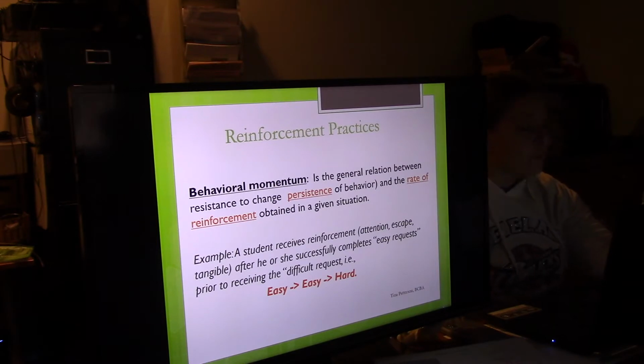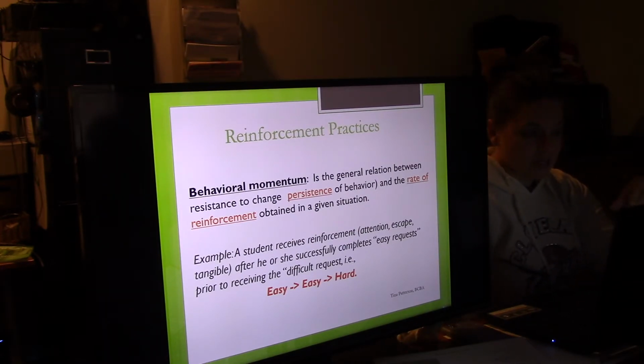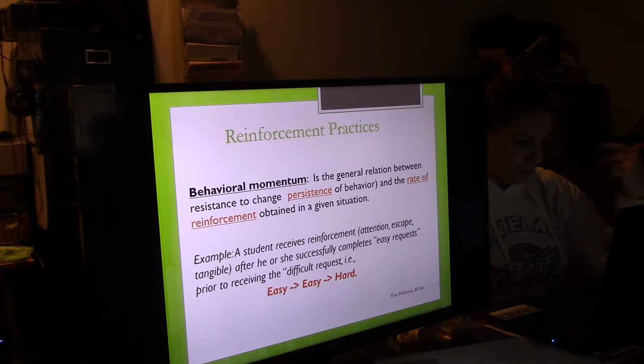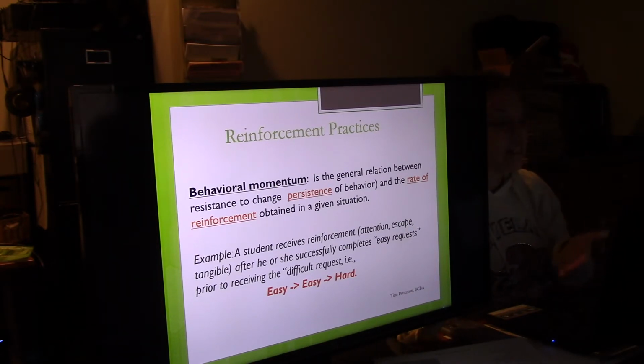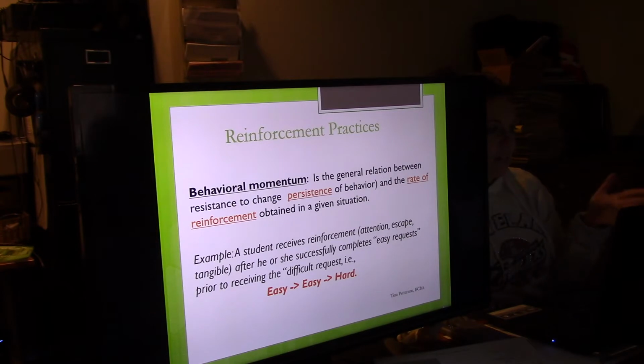Reinforcement. Okay, so behavioral momentum. It's the general relation between the resistance to change, the persistence of behavior, and the rate of reinforcement obtained in a given situation. So a student receives reinforcement, whether it's attention, escape, or the tangible item, after he or she successfully completes the easy request prior to receiving the difficult request.